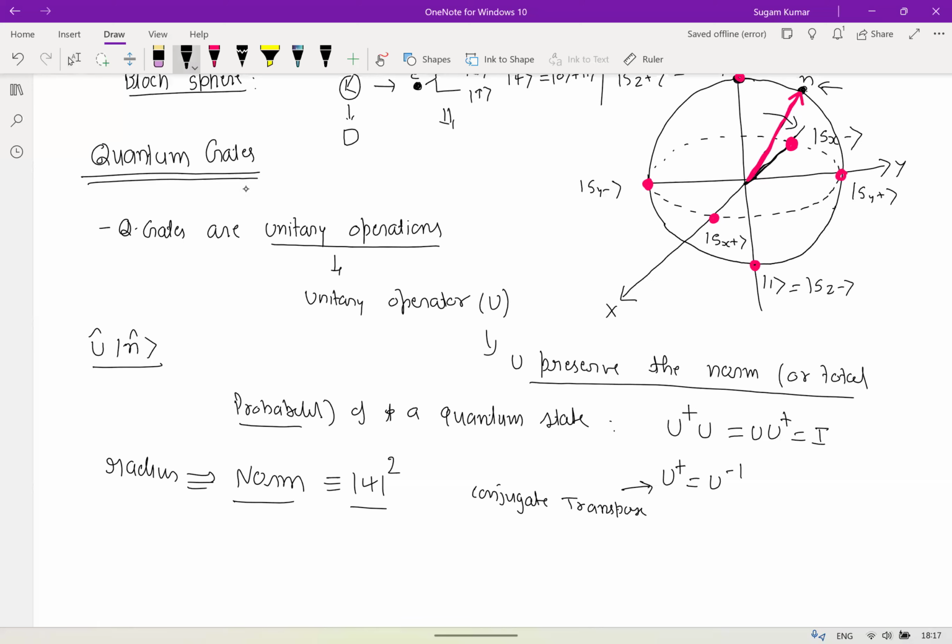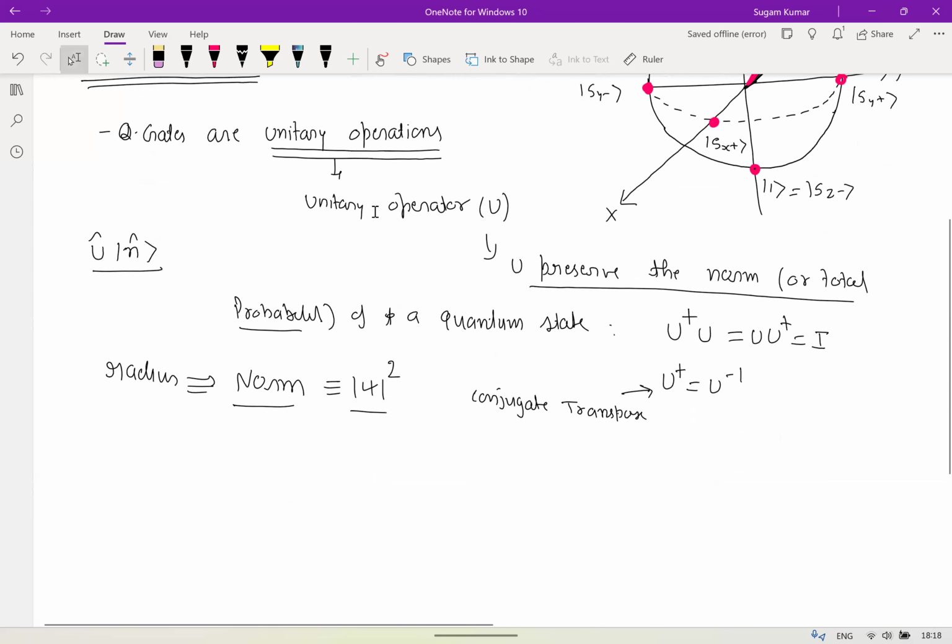So that's why these unitary operators are defined in quantum mechanics this way: they preserve the norm, they preserve the probability. In the case of spin, we can think that they are simply going to rotate the spin vector. Not only spin, but if you look at quantum mechanics, there are many different types of unitary operators you can think of.